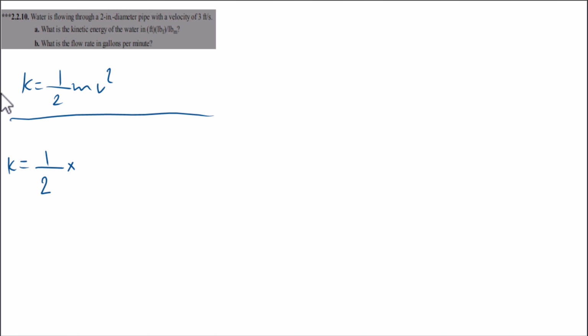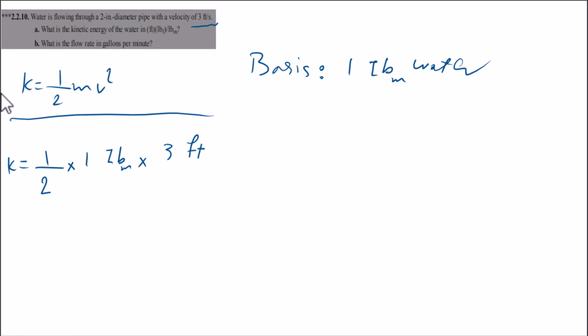half of mass, but we don't have mass here. We say that we have a basis of 1 lbm water. V was velocity, if you remember. 3 foot per second, but it must be squared.